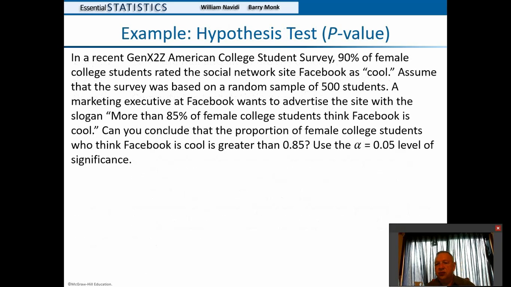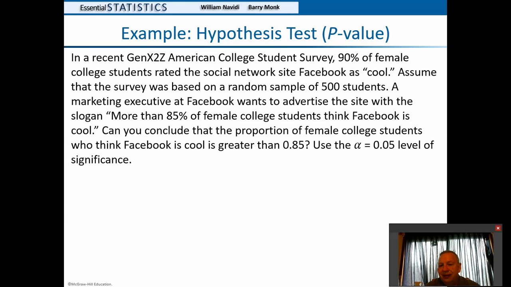So let's get back to this and let's run this hypothesis test on this example. In a recent Gen X 2Z American college student survey, 90% of female college students rated the social network site Facebook as cool. Assume that the survey was based on a random sample of 500 students. A marketing executive at Facebook wants to advertise the site with the slogan, more than 85% of female college students think Facebook is cool. Can you conclude that the proportion of female college students who think Facebook is cool is greater than 0.85? Use the alpha equal 0.05 level of significance.